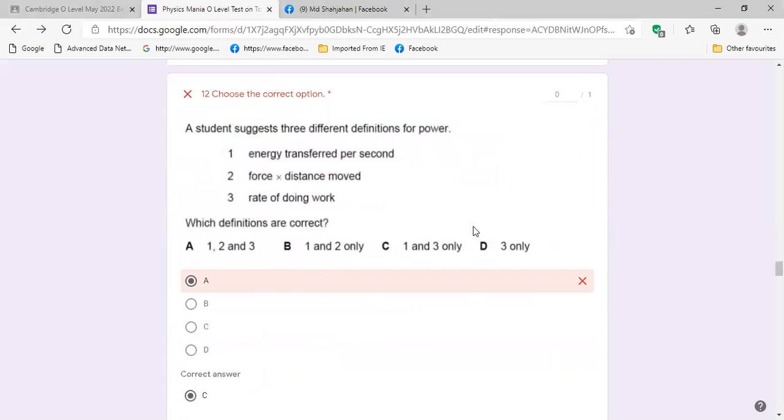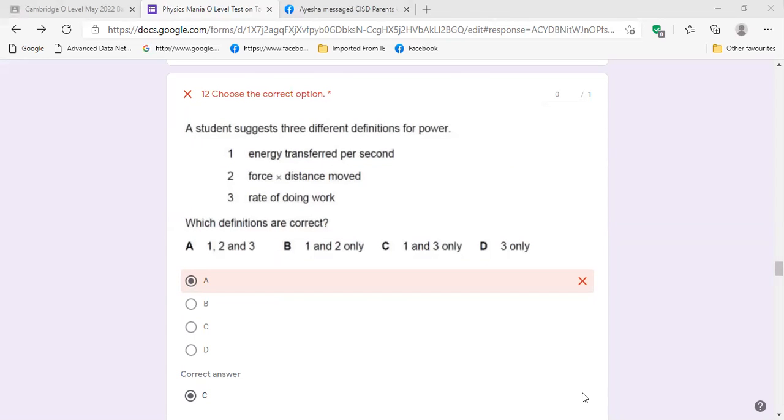Now this one. Can you read this one, Lamisa? Yes, sir. A student suggests three different definitions for power. 1, energy transferred per second. 2, force into distance moved. 3, rate of doing work. Which definitions are correct?